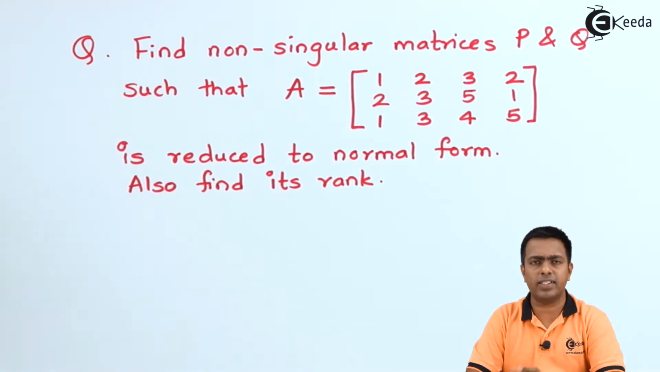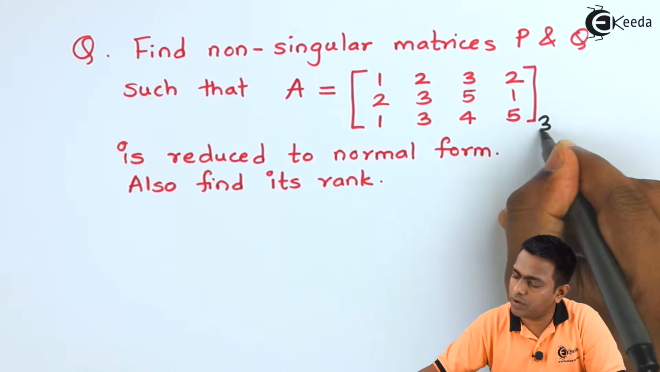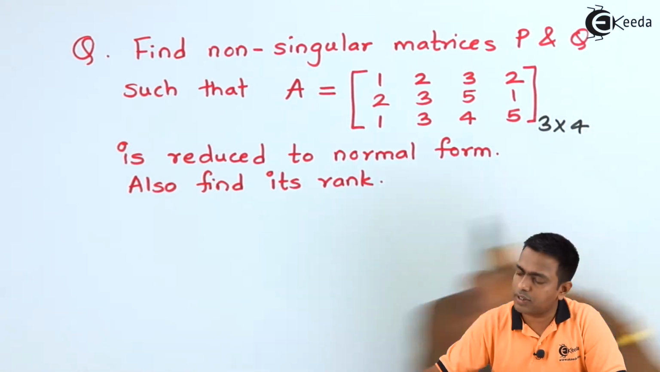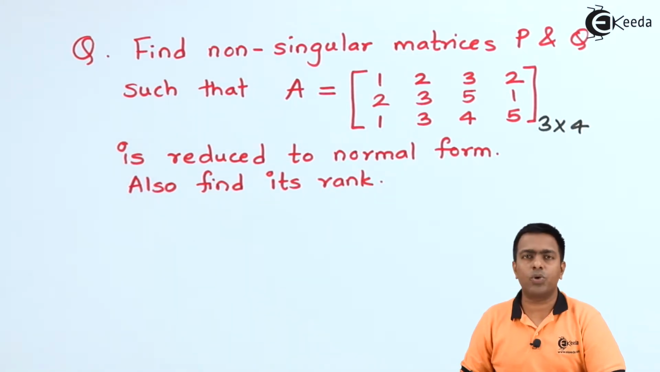So guys, we have done a similar problem in the previous video, but now in this problem you can see that the order of the matrix is different. So here I'll write down it is 3 by 4 order, 3 rows and 4 columns. So that is why the solution will differ a little bit. So let's see how to do that.